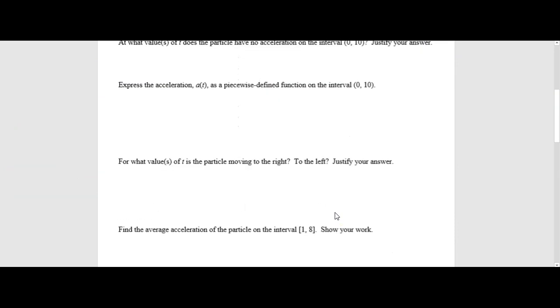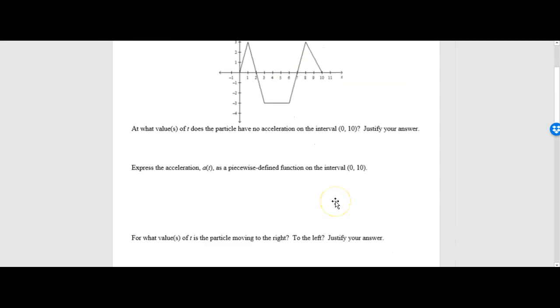I'm going to try to keep the graph in here as well. Let me make this a little smaller. All right, it says, for what values of t is the particle moving to the right? For what values of t is the particle moving to the left? Justify your answer. So again, I'm just going to do this up here so I can see the graph.